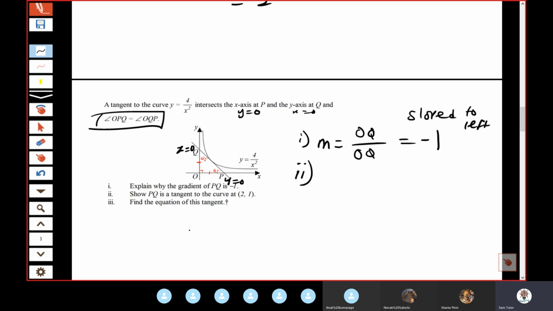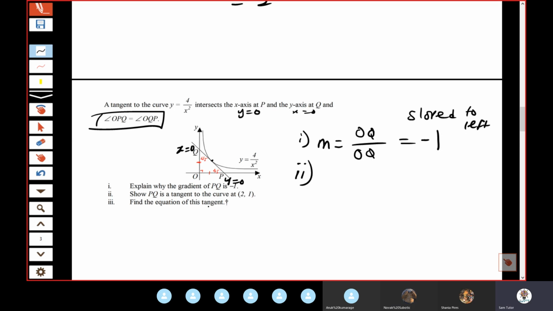Double A, Novak. Show PQ is tangent to the curve at (2, 1). So it's saying show that there's a tangent here at 2 and 1. You've got to find that though. It doesn't say find the tangent, that's triple A. This one just says show that there's a tangent that exists here at (2, 1). All right, what are you going to do? What do you think?